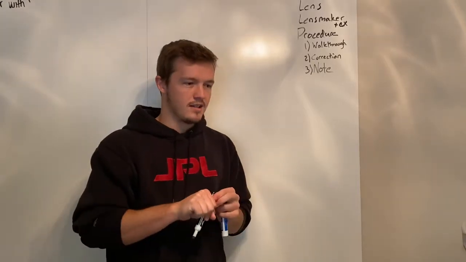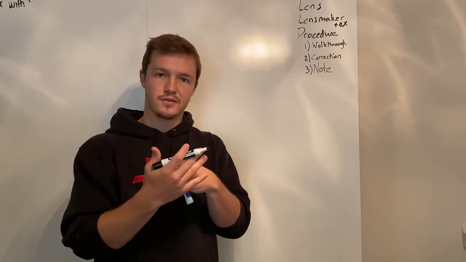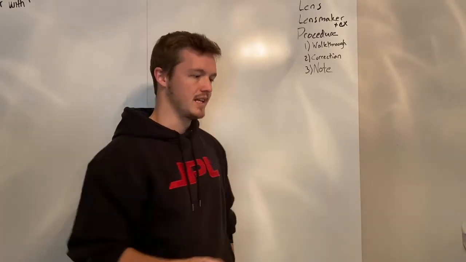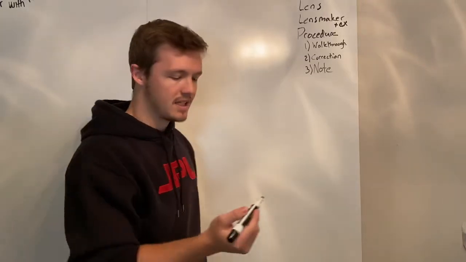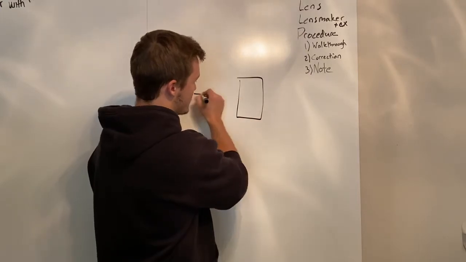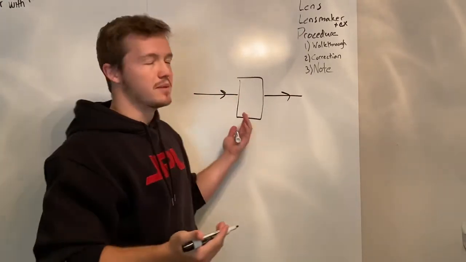So, the most general definition of a lens I can think of is pretty much any sort of transparent material. Anytime light goes into a material and comes out the other side, that's considered a lens. So even the acrylic block that we used in last week's lab, just that block where light was coming in, coming back out the other side, that's considered a lens.